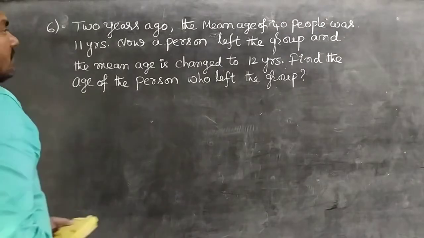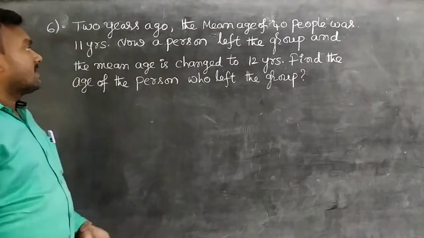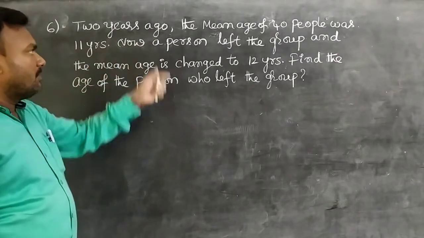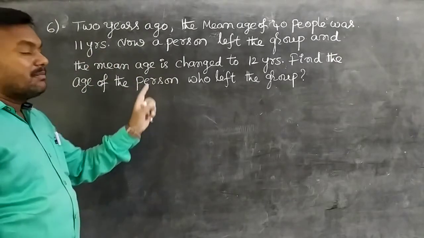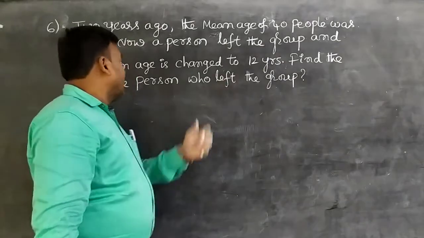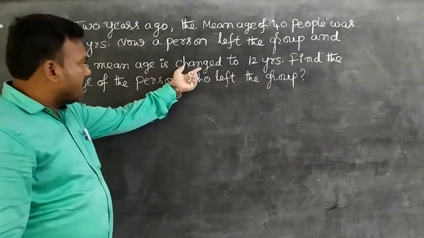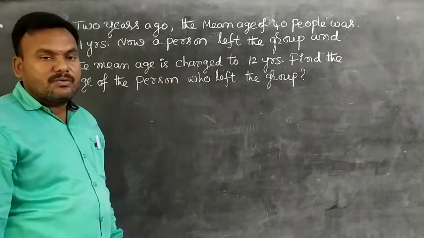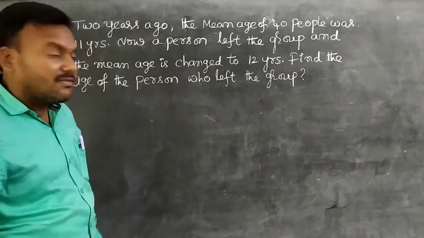Right. Observe, students, another model. 2 years ago, the mean age of 40 people was 11 years. Now one person left the group, and the mean age changed to 12 years. Find the age of the person who left the group.